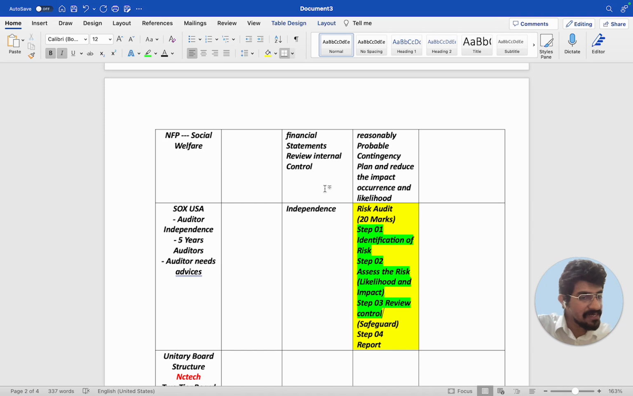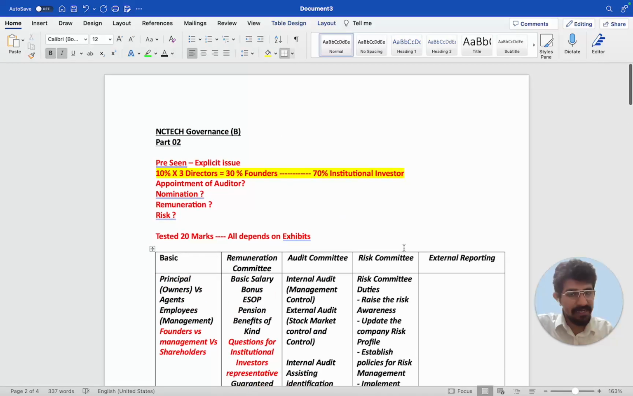In order to do a risk assessment or risk audit, your mind needs to be free. You have to forget all the mocks you have done. You have to think very specifically to the exhibit in order to do this risk audit. So I believe this gives you better clarity at the moment.